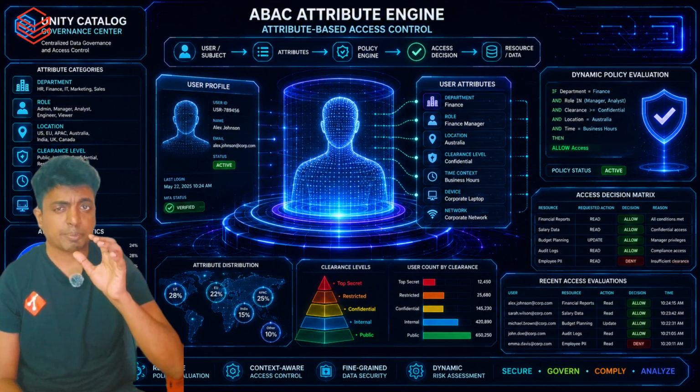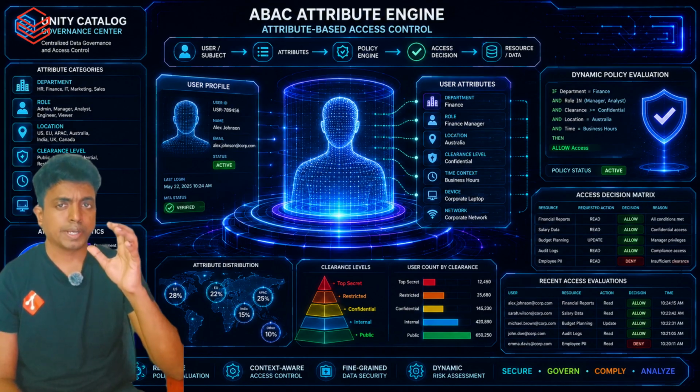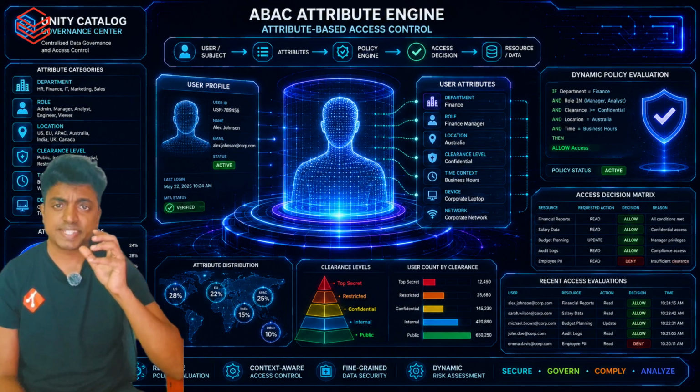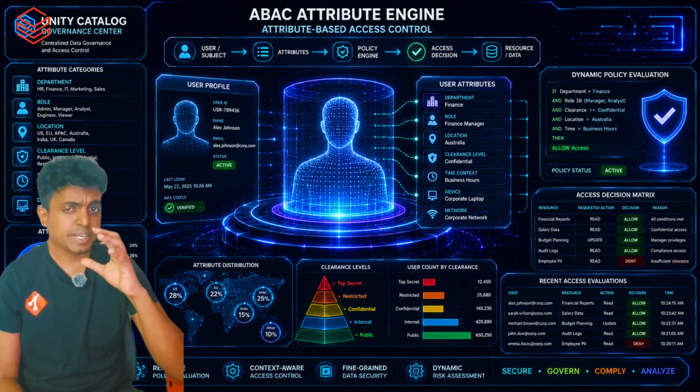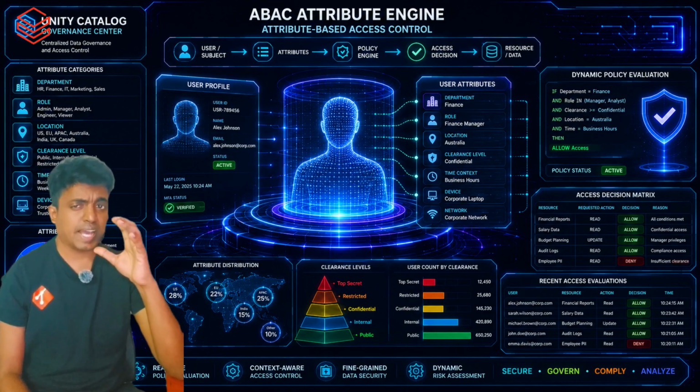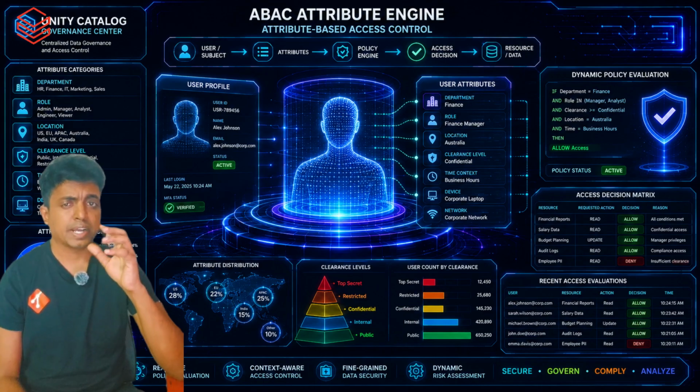Let's start with user attributes. User attributes describe the person requesting access. For example, David works in finance. His attributes might be department equals finance, role equals analyst, location equals Sydney. Now let's look at resource attributes. Resource attributes describe the data being requested. For example, salary data may have a finance tag, employee records may have an HR tag, healthcare records may have a confidential tag. Now we combine with policies.